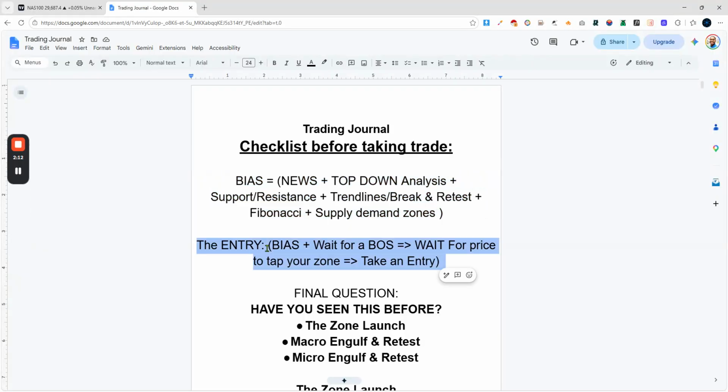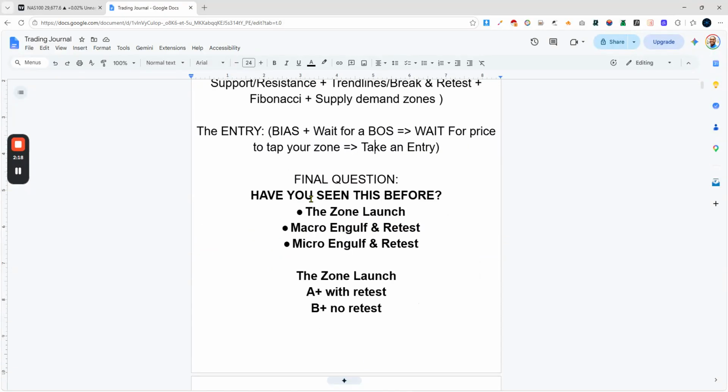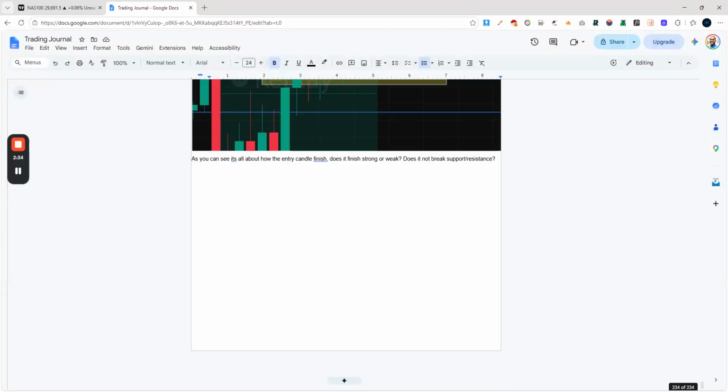And then for the entry, I've got my bias, plus I wait for my breaker structure and for price to tap in my zone for the break entry. My final question before I take a trade is whether I'm looking at the same patterns, which is the zone launch pattern that I have, and then my micro and my macro, and engulf and retest.